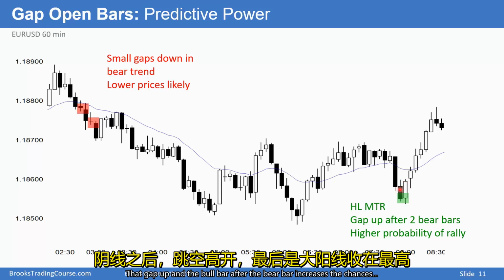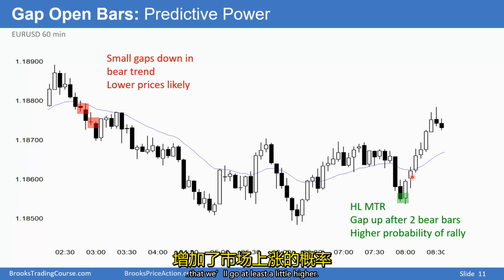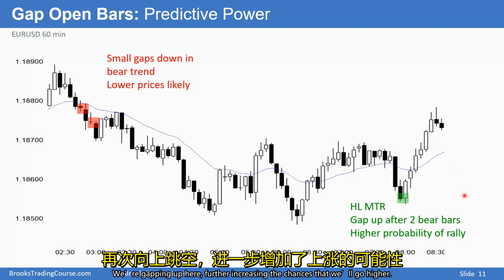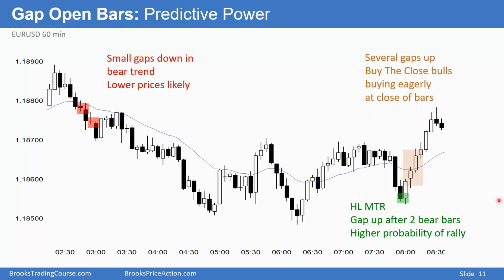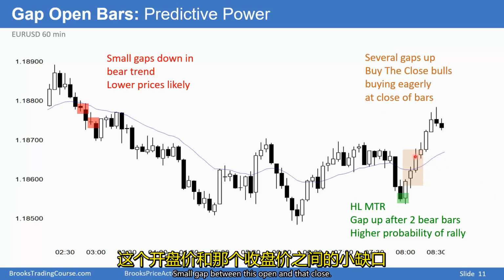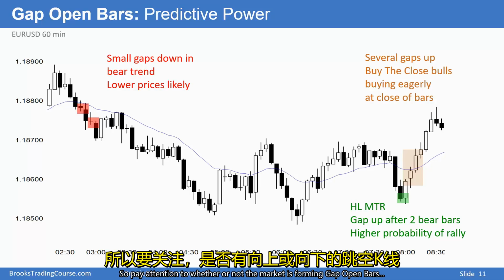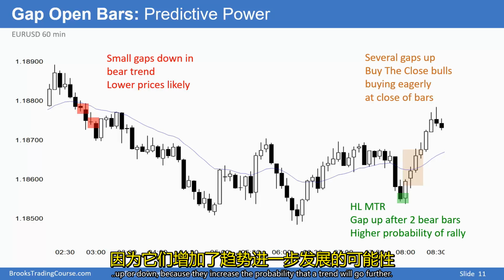That gap up and the bull bar after the bear bar increases the chances that we'll go at least a little higher. You can see this open is above that close. We're gapping up here, further increasing the chances that we'll go higher. Other gaps, small gap between this open and that close. Buying pressure increases the chances of higher prices. So pay attention to whether or not the market is forming gap open bars up or down, because they increase the probability that a trend will go further.